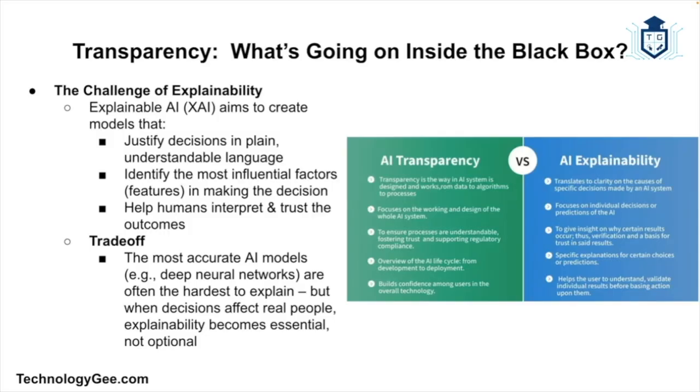So now let's talk about the challenge of explainability. This is where the concept of explainable AI comes in. Explainable AI focuses on designing models that can justify their decisions in understandable terms, highlight which features were most important, and help humans interpret outcomes. It's a trade-off. Some of the most accurate models, like deep neural networks, are also the hardest to explain. But if people are affected by the outcome, explainability is not optional, it is essential.